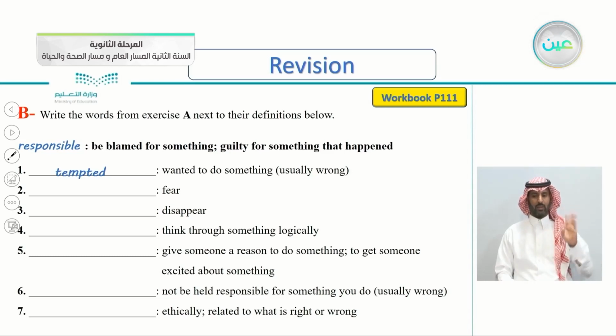So let's see the correct answer here. It's the word dread. Number 3, disappear. If you remember, I told you this one before. Number 3, which word means disappear? Yes, very good. Of course, it's the word vanish.